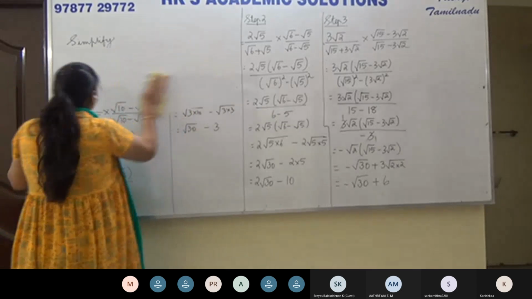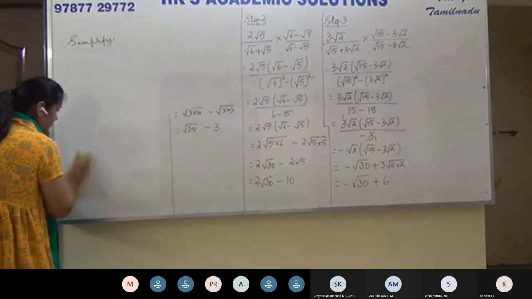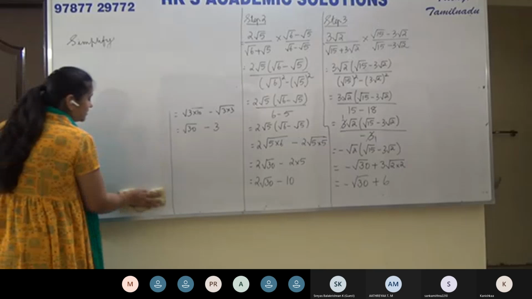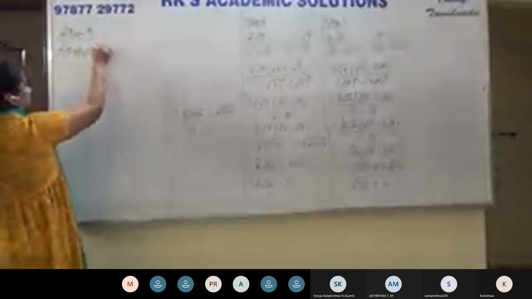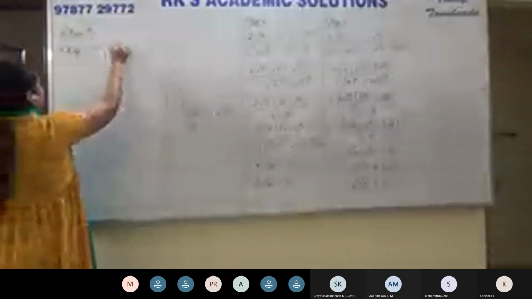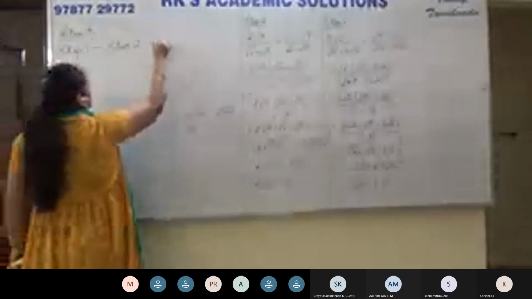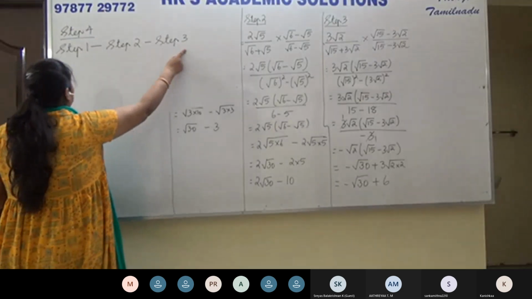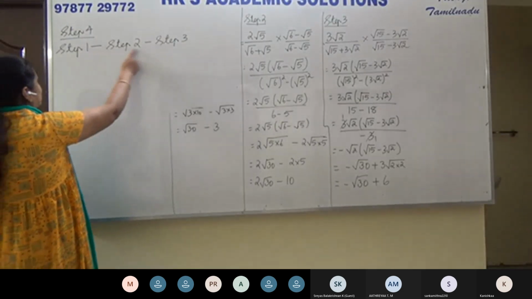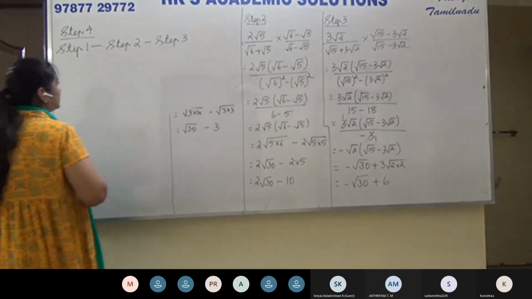Step 4, children, is step 1 plus or minus? Is it plus or minus? Minus. Okay. So step 4 is the result we got in step 1 minus the result we got in step 2 minus the result we got in step 3.